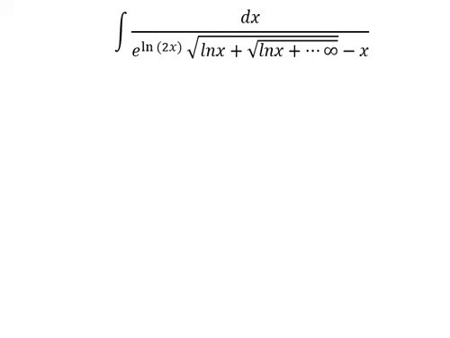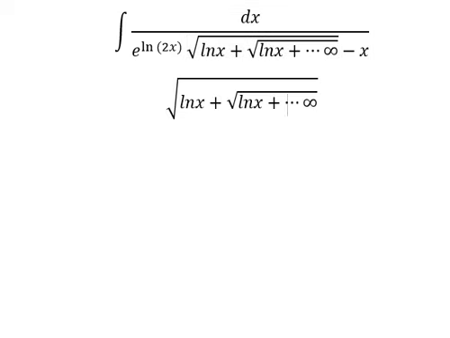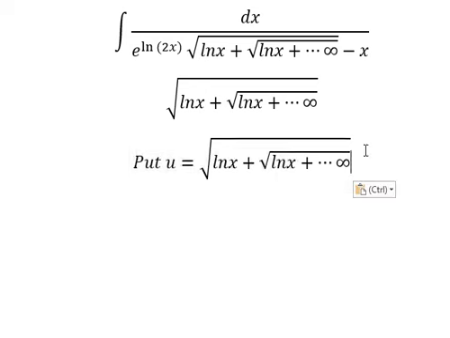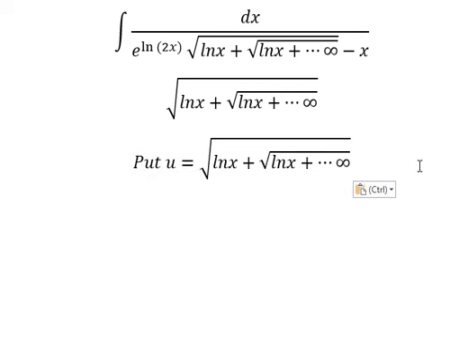So today I will show you how to answer this one. So we need to focus on this one. The first thing I need to put is u equals to this one. And the next one, we put the power of 2 on both sides to cancel the square root.